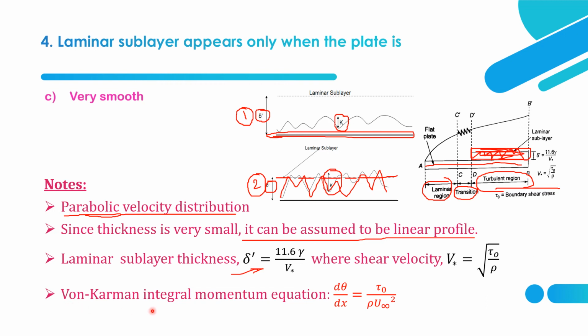And the next important equation is the von Karman integral momentum equation, d theta by dx. What is theta? Momentum thickness. d theta by dx is equal to tau naught by rho u square. Here x is nothing but the distance from the leading edge. Then what is dx? The smallest distance from the leading edge, we can say. So d theta by dx is equal to tau naught by rho u infinity square. So these are some basic concepts behind laminar sublayer. Now we shall move on to the next one.